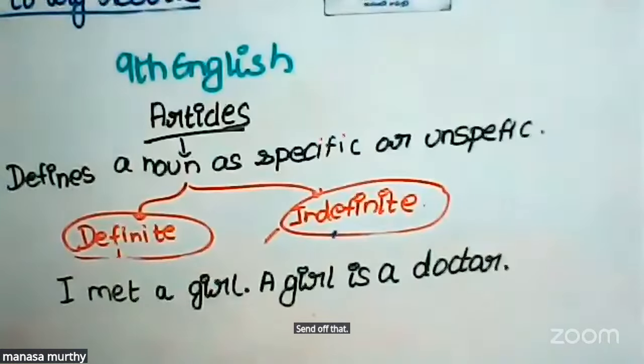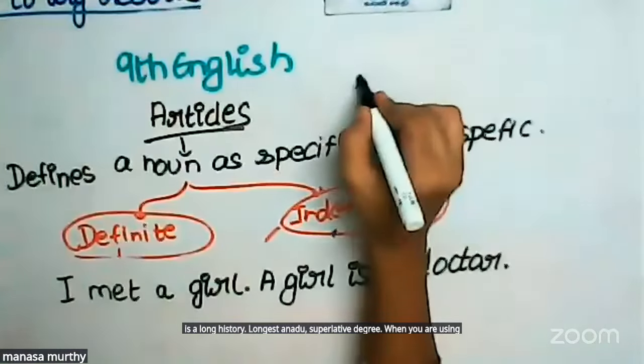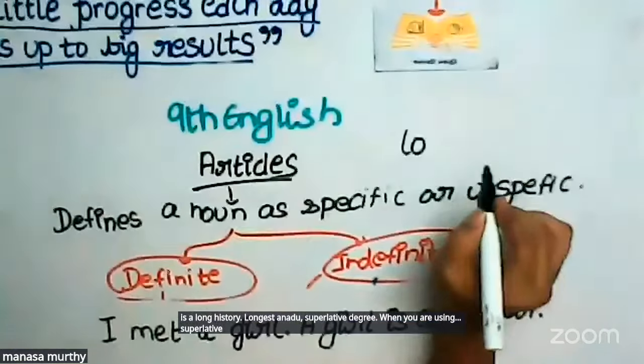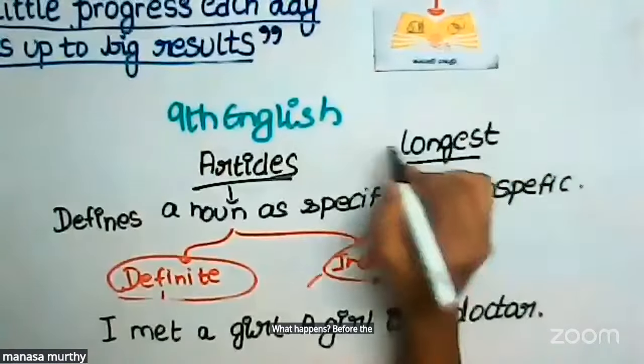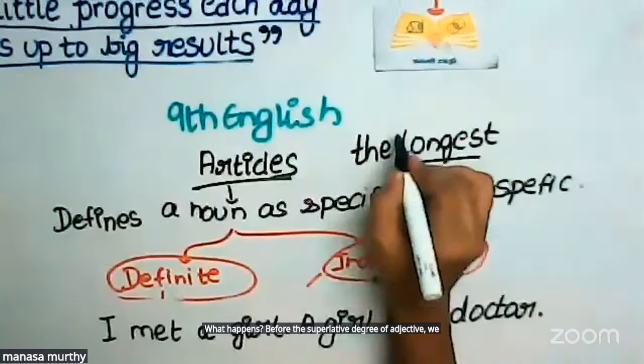In this sentence, if at all you notice, Sharavati is the longest river. Is a longest river anta bariyodilla. Longest is a superlative degree. When you are using superlative degree, what happens? Before the superlative degree of adjective, we need to use the article the.